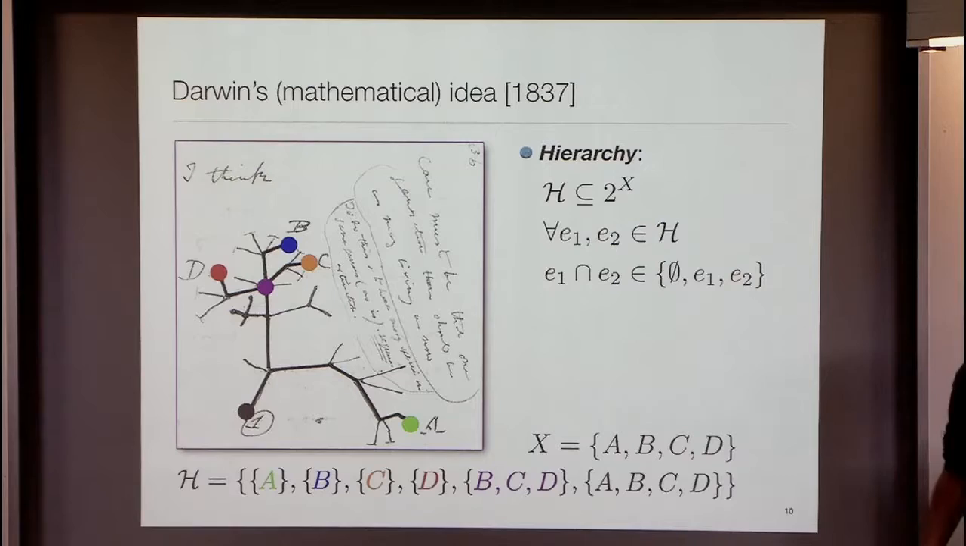And in this picture, in the set X, you have a hierarchy which consists of the following sets: A, B, C, D, and then the set B, C, D, and then the set A, B, C, D. If you think about it for a second, you'll realize that these are the leaves, B, C, D is the ancestor of these three extant species, and then A, B, C, D is the ancestor of all of the taxa. So in fact, a hierarchy represents a set of extant species and their common ancestors.